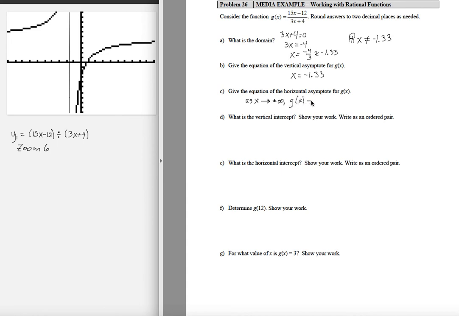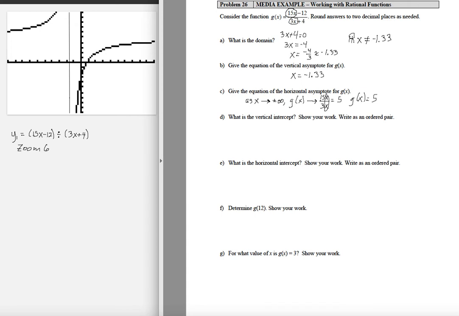Well, g of x is going to approach the ratio of the highest degree term in the numerator, which is 15x, divided by the highest degree term in the denominator, which is 3x, because as x values get really, really big, these numbers, negative 12 and 4, are not going to impact our result. It's only the numbers attached to the highest degree terms. So 15x over 3x reduces to 5. So g of x equals 5 is the horizontal asymptote.